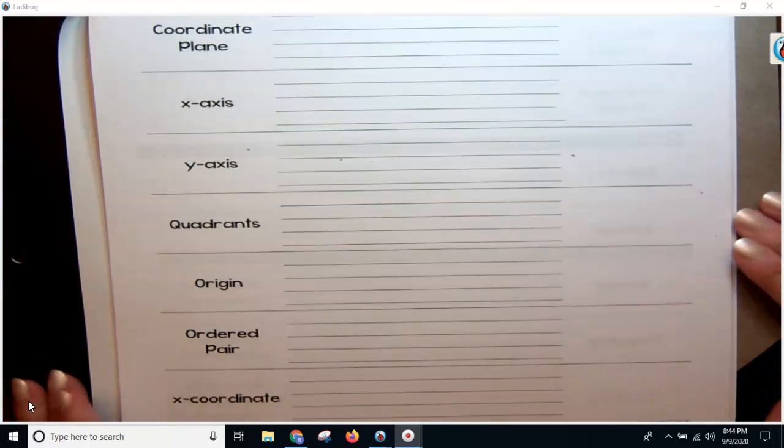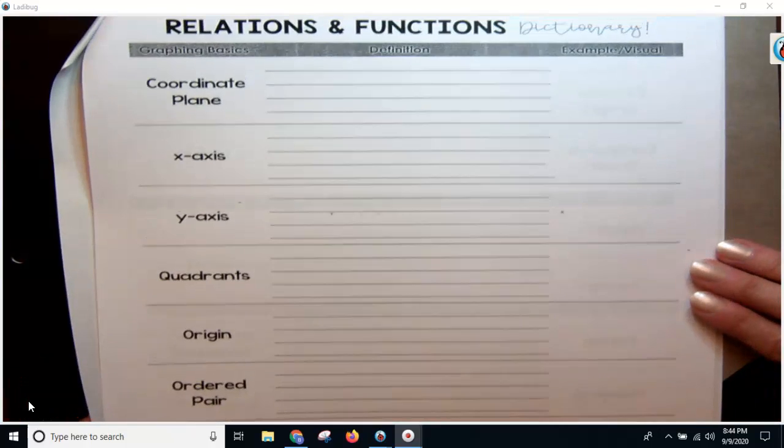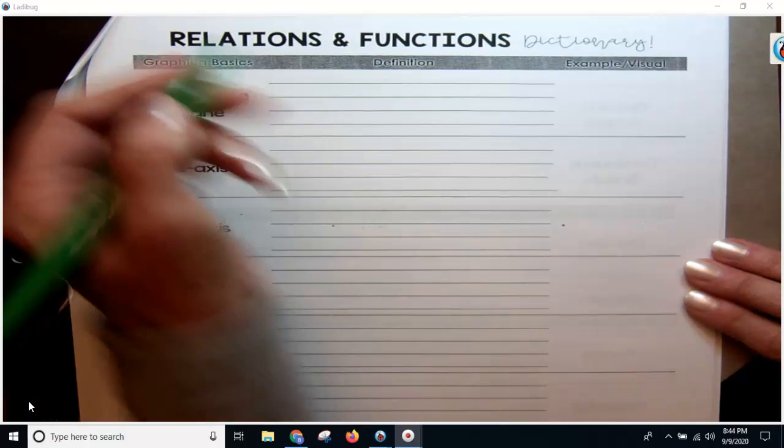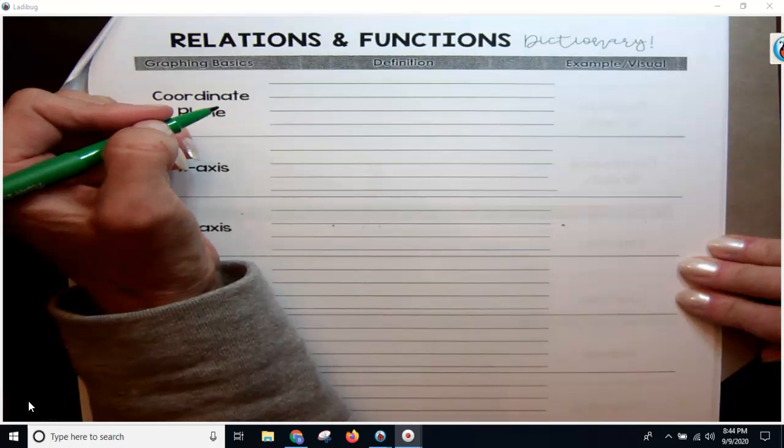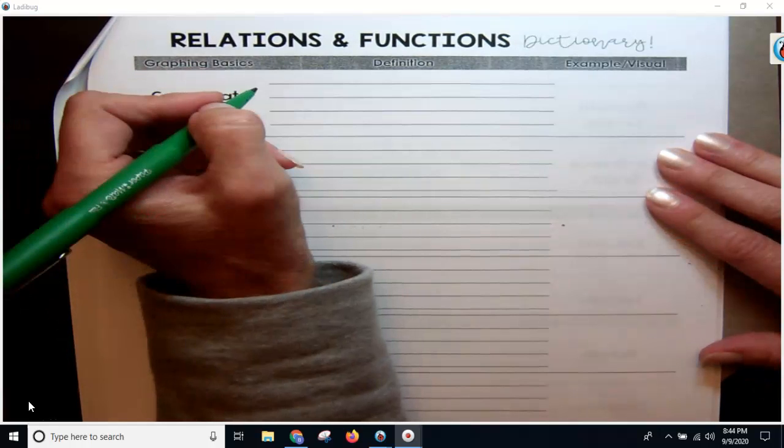All right. So when you open up to this page, we're going to just do some definitions because you need to know what we're talking about. Hopefully this is going to be review, but it is important. So make sure you guys understand this.